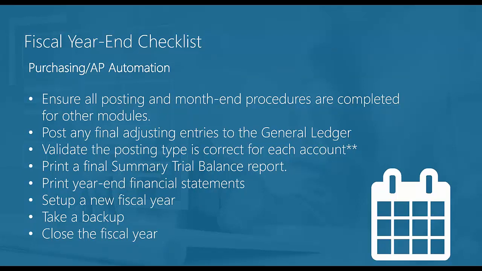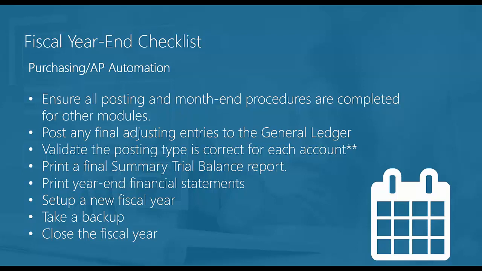You'll want to print a complete trial balance report for the full year so you can make sure after the closing that the results are the same for your opening balances moving forward into your subsequent year. You'll want to print your year-end financial statements for a picture of what things looked like at that point in time. In the fiscal period setup window, you will need to open a new fiscal year for the coming reporting year. And you will absolutely want to ensure that your IT team takes a backup of the database prior to closing the fiscal year. And then finally, you can go ahead and close.